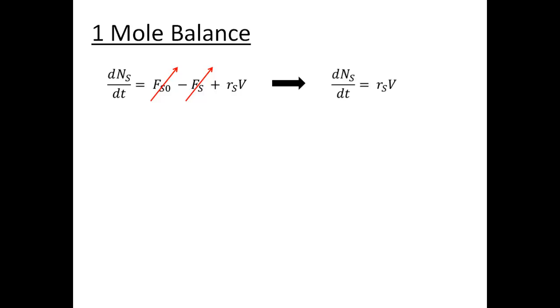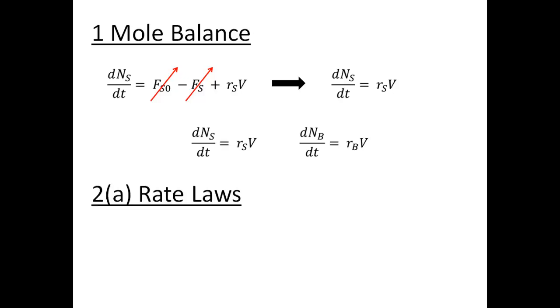The first step to this problem is to start with an overall mole balance. This is the change in moles of S over time is equal to the entering flow rate of S minus the exiting flow rate of S plus the rate of generation. Since there is no flow in or out of a batch reactor, those terms can be eliminated. We are left with dNs over dt is equal to Rs times the volume. An equivalent mole balance can be written for butadiene.